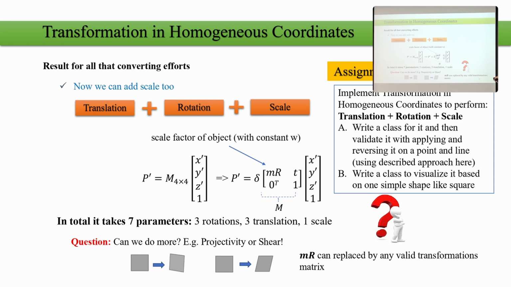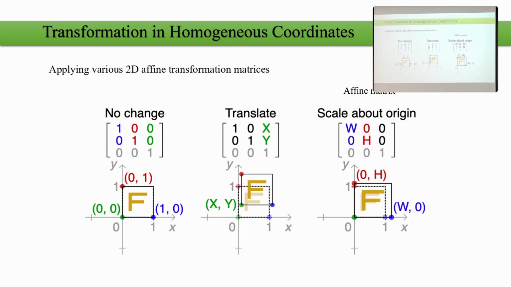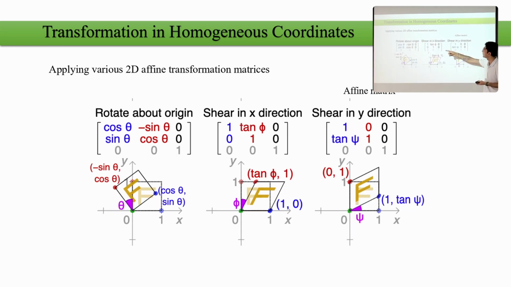We just need to replace this R over here, instead of rotation, with whatever we want to have: a valid transformation that we have in matrix form. Before talking about the assignment that you have, for example, if you want no change, you can put this matrix. If you want to translate, scale, or rotate it, or shear it in the x direction or y direction, you can. Rotation we discussed in the 3 coordinates.